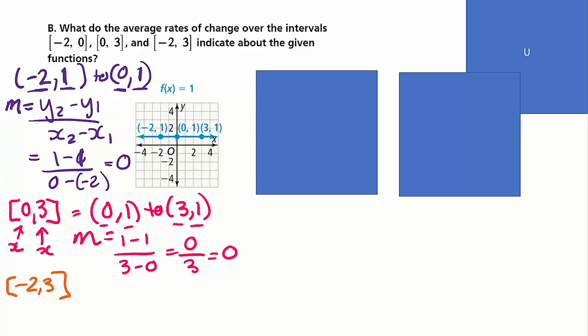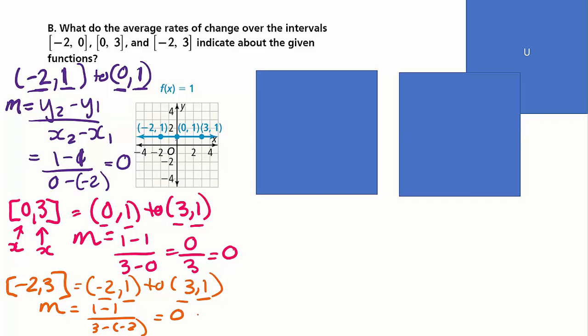And lastly, what is the average rate of change from -2, 1 to 3, 1? And we find our slope, so 1 minus 1 over 3 minus -2, which again is 0 over 5, which is 0. So if we look, we actually have the same average rate of change for each interval.